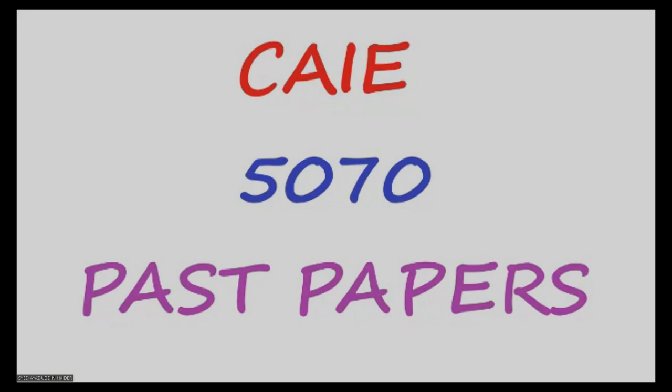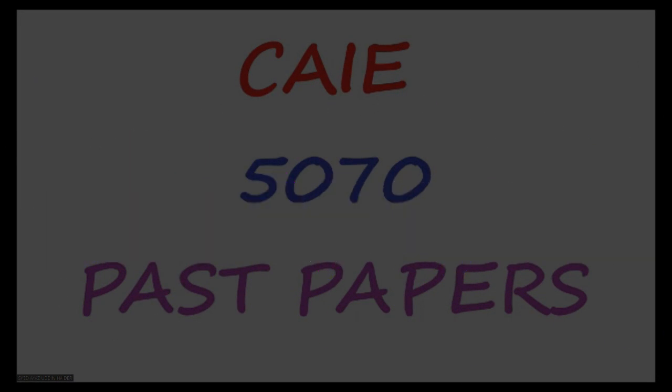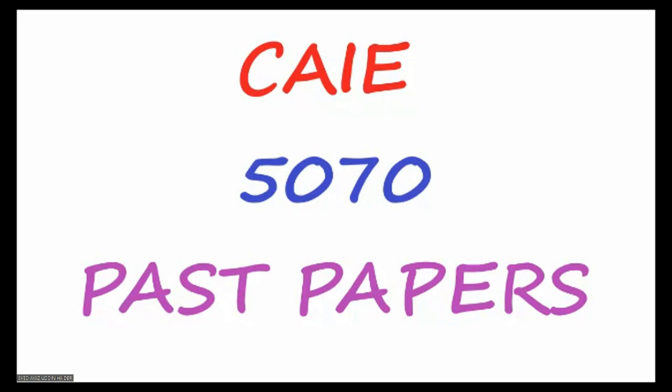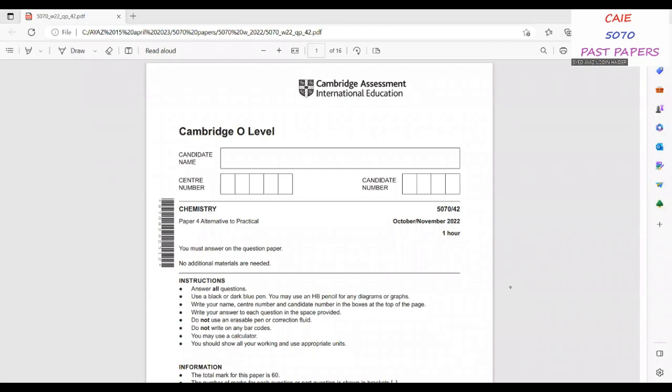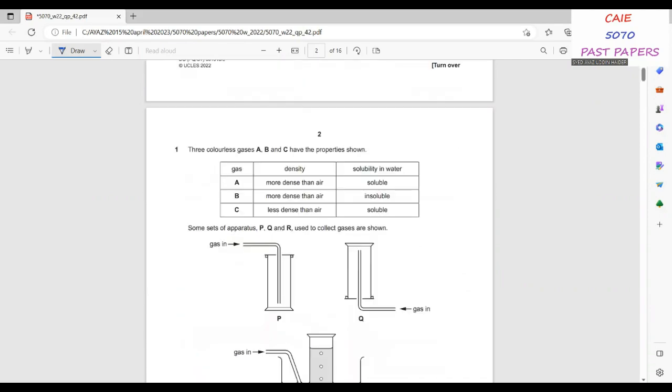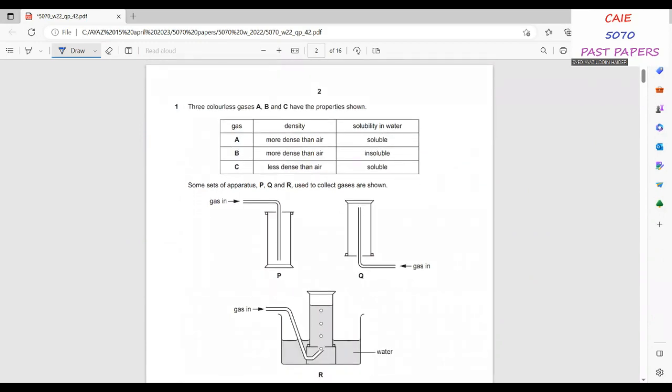I will continue my video lesson for CAIE 5070 past papers, and I was doing paper 4 for chemistry 5070. This time I have selected October-November 2022 and the paper is 42. I'm not going to read the instructions as I have already discussed the instructions in my previous videos. So I'll start with question number one.